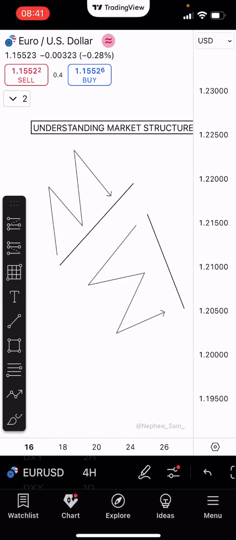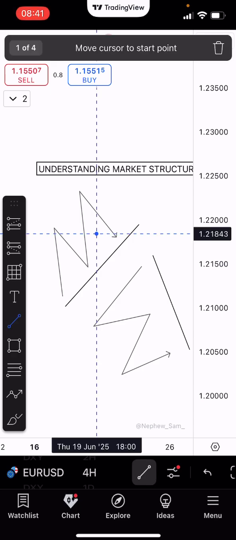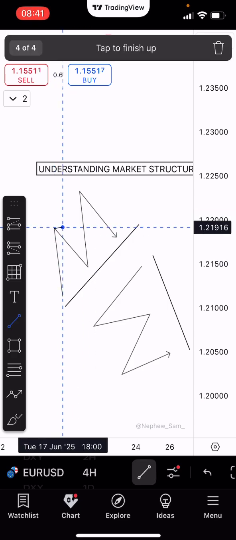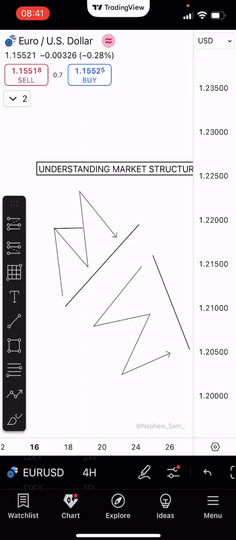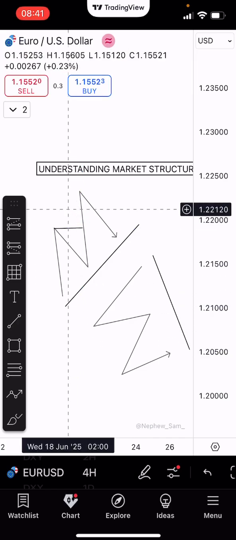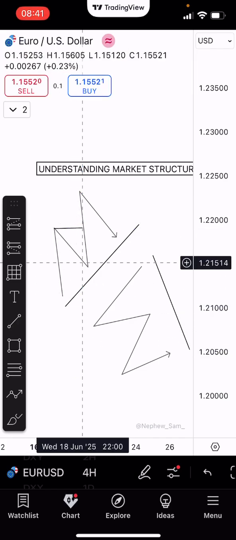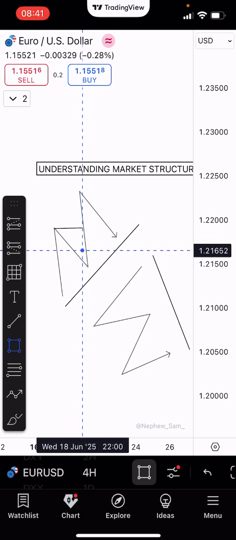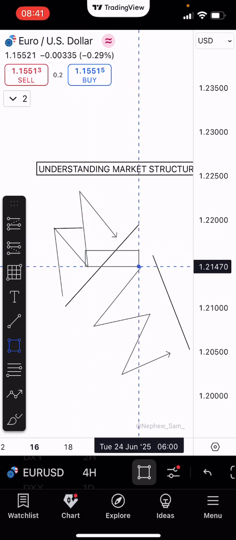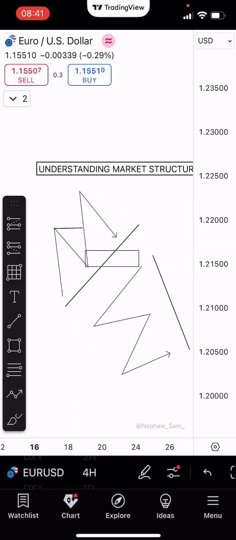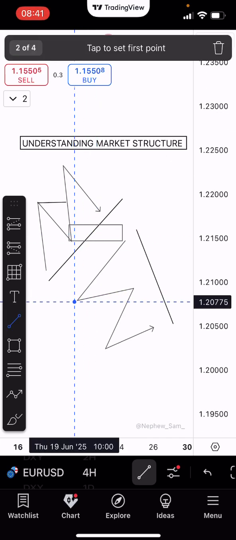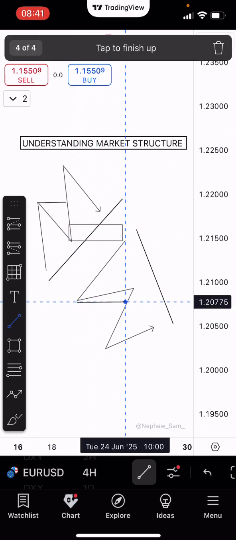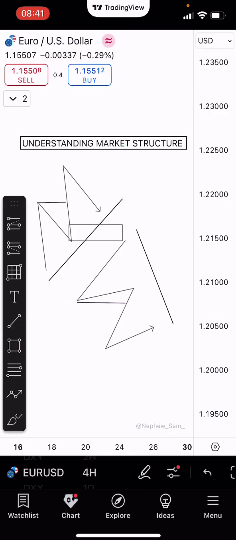Now what are the rules? So for an uptrend, one is that it must break previous structure. That's break of structure. So the higher high must be broken, and then the second rule is that the higher low must be respected for a bullish market. Now that's the same thing for the bearish market. The lower low must be broken.